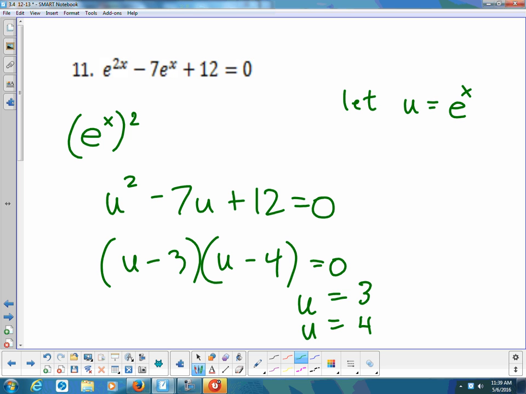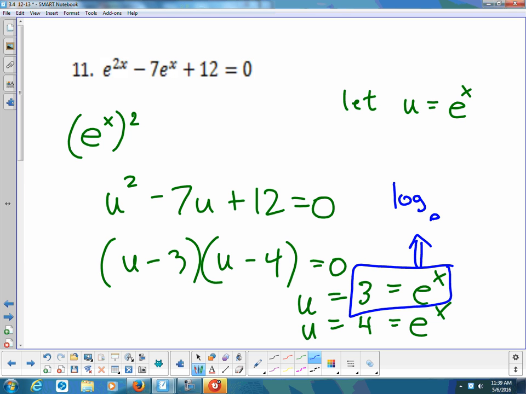All right, so remember that's good, but we want to find out what x is. We're trying to solve for x. So that means that 3 is equal to e to the x, or 4 is equal to e to the x, right? Great. Now we need to solve for x by doing what, Maddie? Could you put it in logarithmic form? All right, so if I rewrite this in logarithmic form, it's going to look like what? Log to the base e of 3 equals x, which is ln of 3.